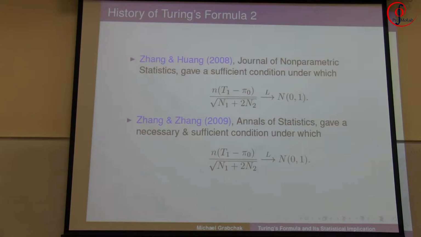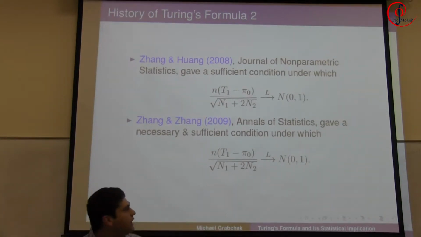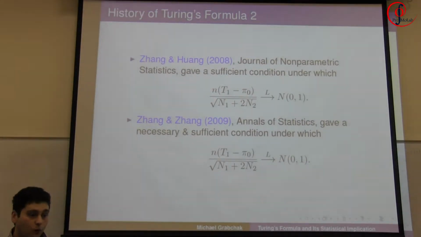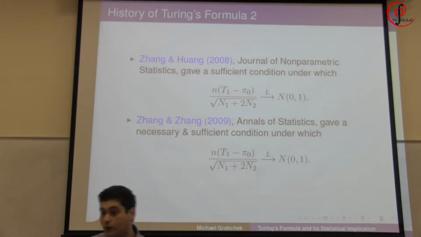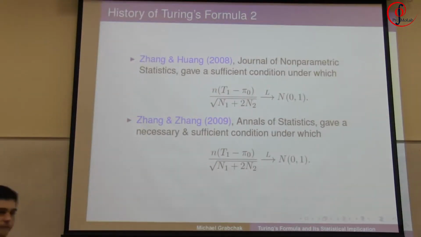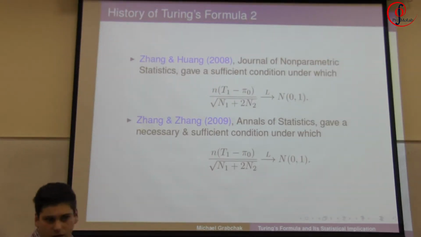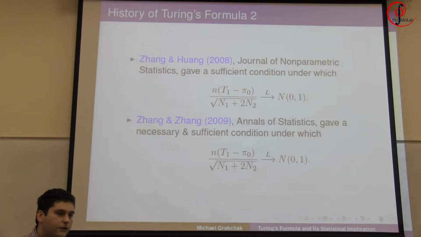And then there's more recent work by my collaborator, on much of the work I'll discuss later. With co-authors, in 2008, he found a sufficient condition for Turing's formula to be asymptotically normal. And later, in Zhang and Zhang 2009, they found a necessary and sufficient condition for Turing's formula to be asymptotically normal. Remember, N1 is the number of species we saw exactly once, and N2 is those we saw exactly twice, in terms of which these conditions are formulated. They're somewhat complicated. I don't remember them exactly, but they're in these papers.